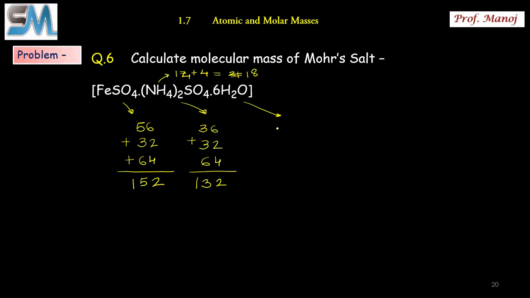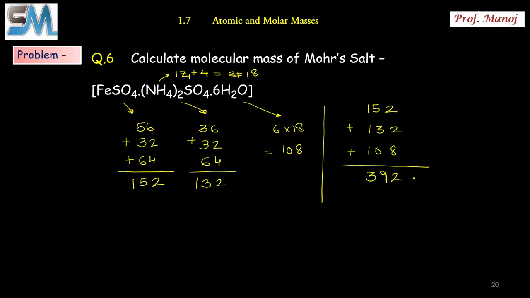Now comes water. Water is going to be 6 into 18. That is 108. So finally, we have a big total to do. 132, 152, 108. Molecular weight comes out to be 392 U or 392 gram per mole.